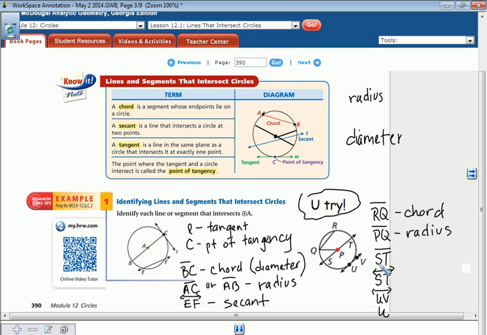ST. Now this is segment ST. So segment ST would be most specifically defined as the diameter. Versus line ST, because it passes through 2 points, would be a secant. Line UV is a tangent line. And it is tangent at point U, so U would be considered the point of tangency.